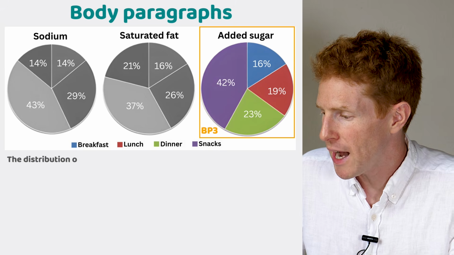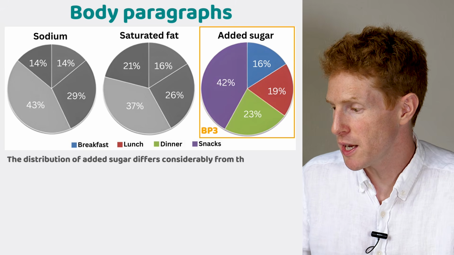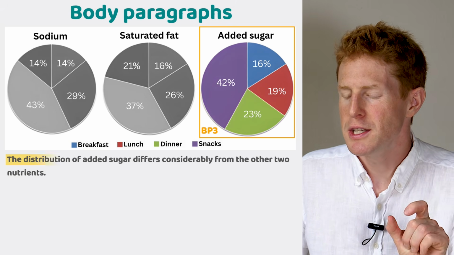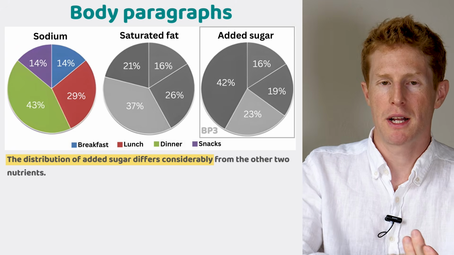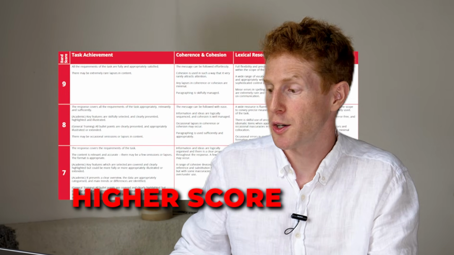The distribution of added sugar differs considerably from the other two nutrients. Even though this is a new paragraph, I'm comparing it to what we've already looked at, sodium and saturated fat. These comparisons help us to get a higher score in IELTS writing.